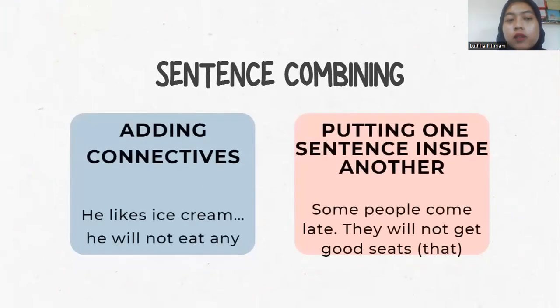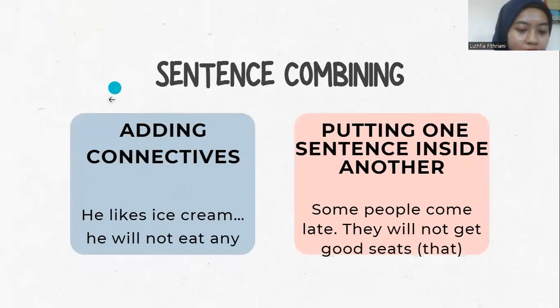The first type of limited response in testing writing is sentence combining. Sentence combining can be done in two ways: adding connectives and putting one sentence inside another. What is the difference between adding connectives and putting one sentence inside another?